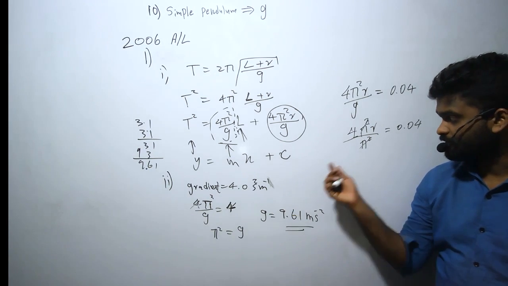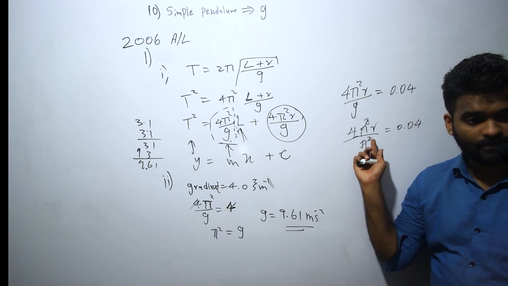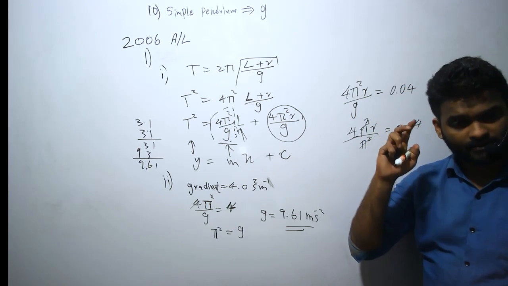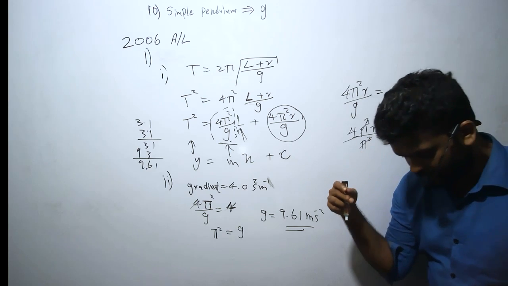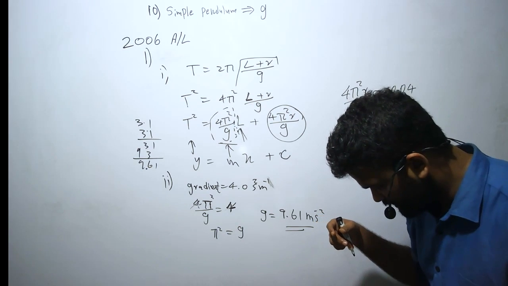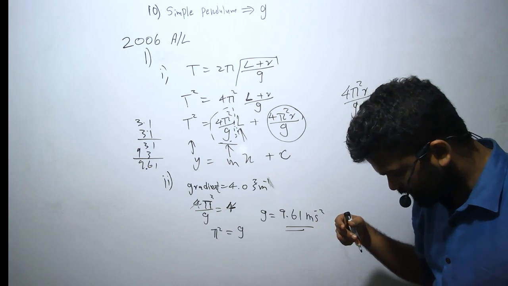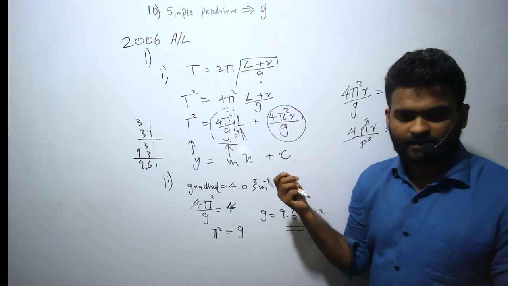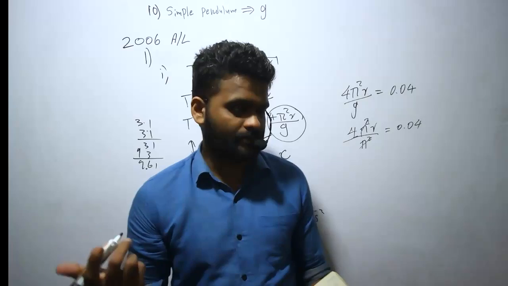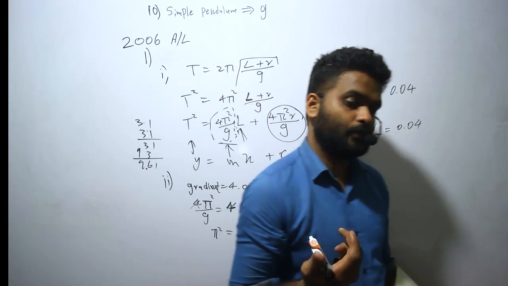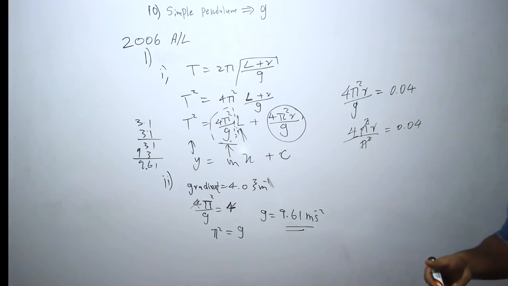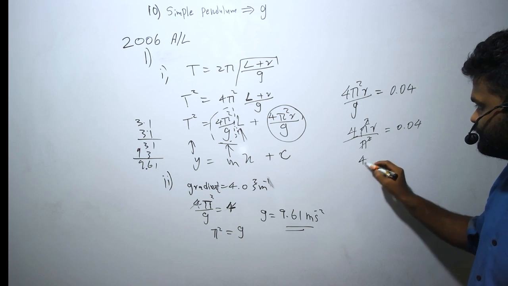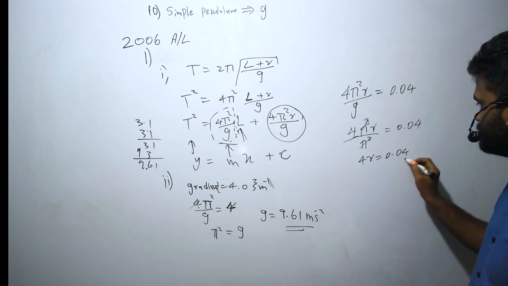But if you substitute pi to be like 3.1 or something, then this calculation gets complicated, right? So in the exam, students complain all the time that they don't have enough time, right? The reason is the lack of knowledge and lack of practice of doing questions, right? So pi squared cancels off, then 4r is equal to 0.04.